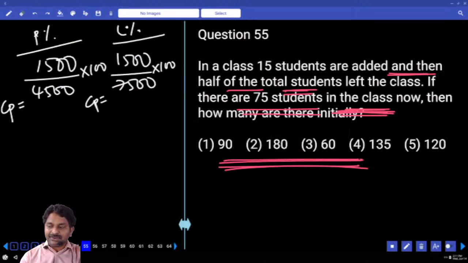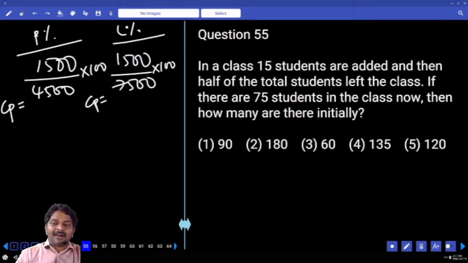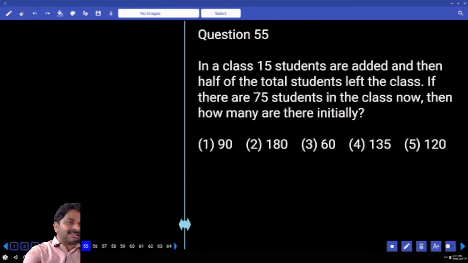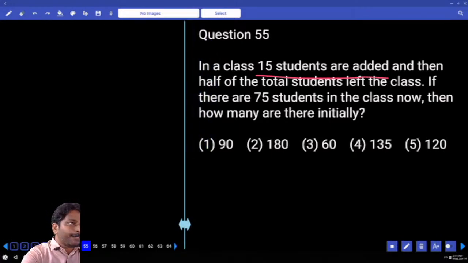In a class, 15 students are added, and then half of the students leave. If there are 75 students in the class now, then how many were there initially? It's a step by step process. Reverse engineering we will start. First, what happened? 15 added, first step, correct? Second step, then what happened? Half left. Then finally how many do you have?